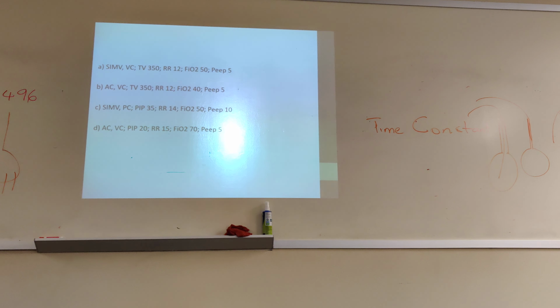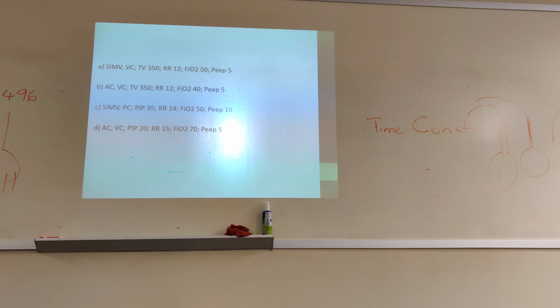Okay, let's keep on looking. The next one says SIMV pressure control mode, pressure 35. No, that's too much pressure, so that's out. The next one is pressure 20. That's in. Respiratory rate 15, well, that's good. FiO2 70, no. It says 40 to 60. So the best answer is B.